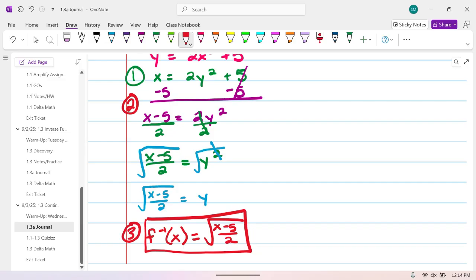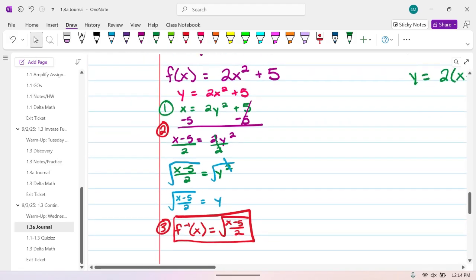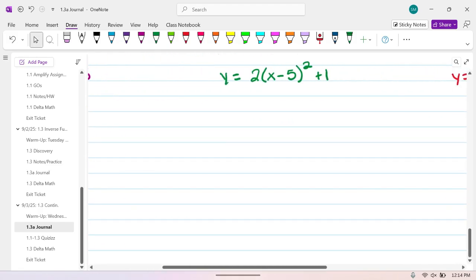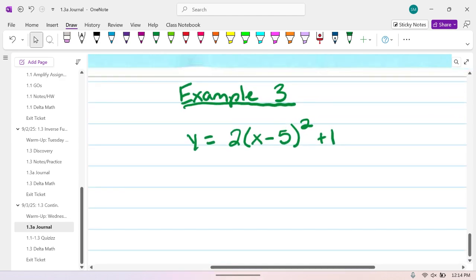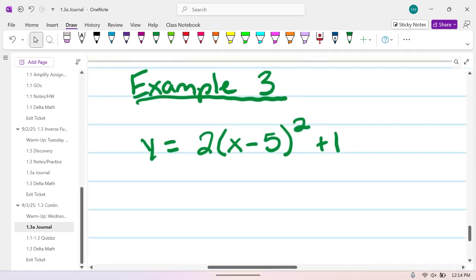All right, any questions on that example? So that was an example of a quadratic. Let's look at another quadratic example that's a little bit different. Still quadratic, but the order of steps is not quite the same. So we're starting with y equals 2 times x minus 5 all squared plus 1.